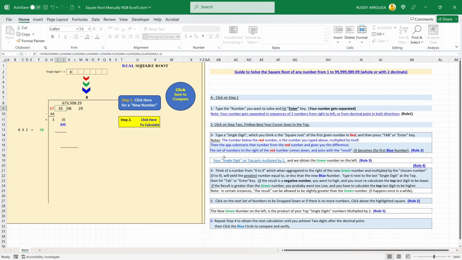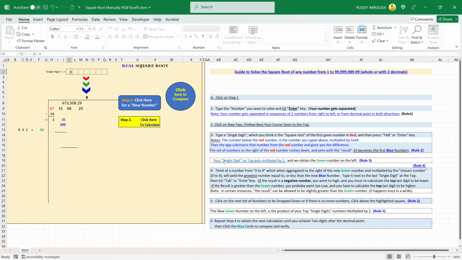Okay. The set of numbers to the right of the red number comes down and joins with the result. It becomes the blue number. That will be rule number 2. What it's telling us is that this new set of numbers gets dropped down, joins with this number, and forms the new number over there. Good.